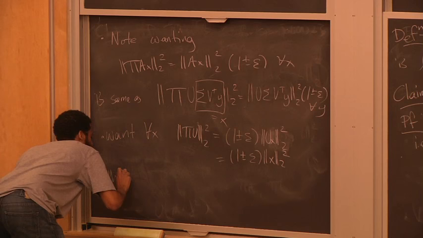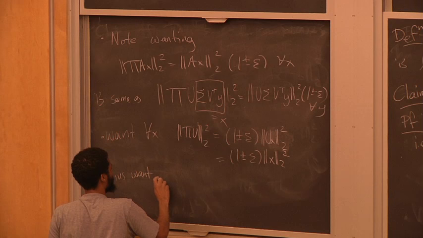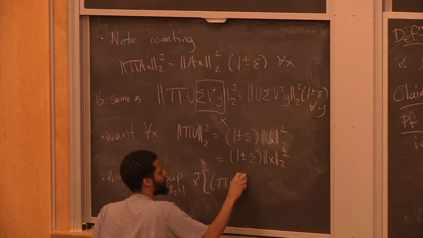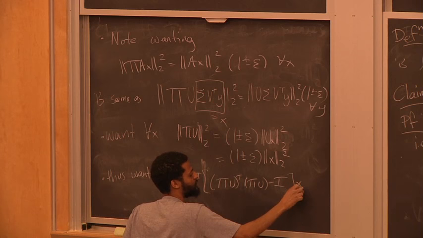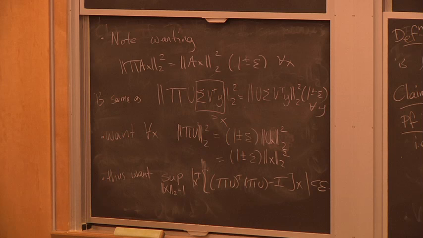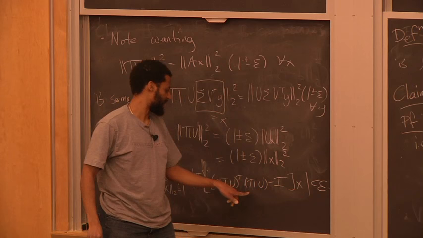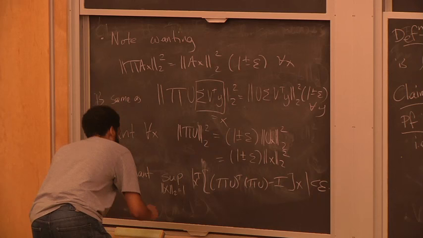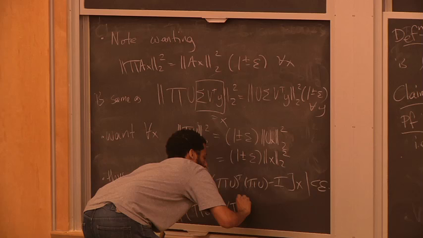Thus, what we want is that the sup over x of unit norm of x transpose (Pi U transpose Pi U minus the identity) x is less than epsilon. That's what we actually want. X transpose times this times x is exactly the L2 norm squared of Pi U x, and x transpose identity x is just the L2 norm squared of x, which is 1. So what we want is that the operator norm of Pi U transpose Pi U minus the identity is less than epsilon.